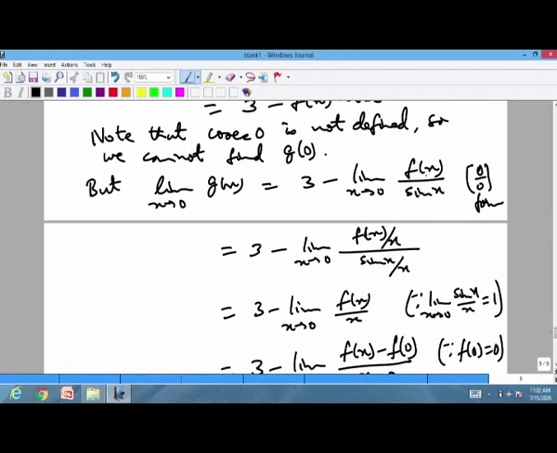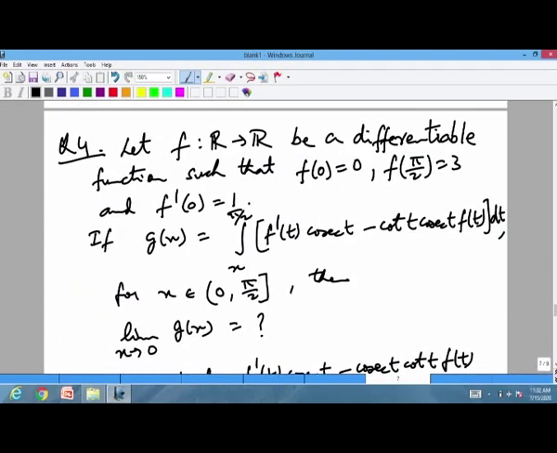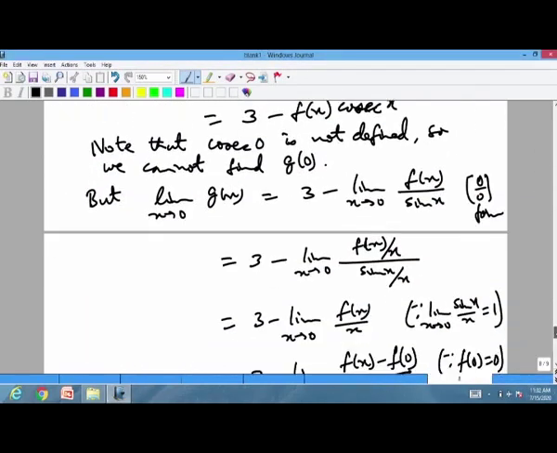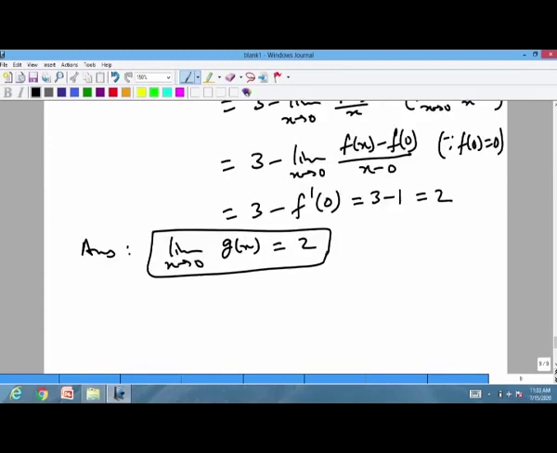But note that to write the limit of f prime x as x approaches 0 equal to f prime of 0, we need to know that f prime is continuous at 0. But if you see the problem, it is only given that f is a differentiable function, but the derivative need not be continuous. So, therefore, that is not a correct reasoning. Therefore, we have written this limit as this derivative at 0 and then evaluated this. So, this finishes problem number 4.